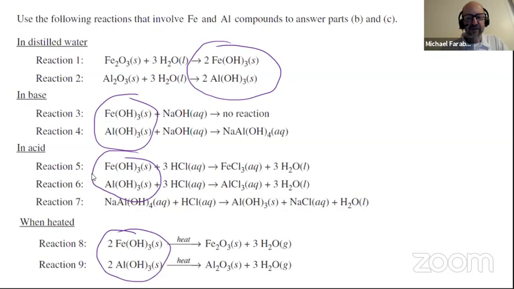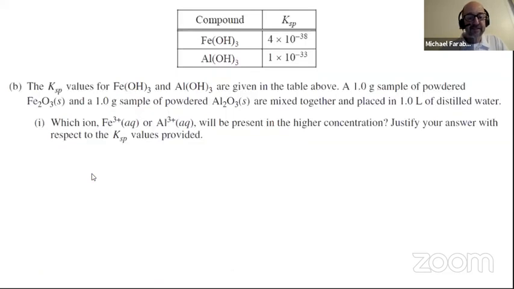So in part B of this question, Roman numeral 1, they give us a table with the KSP values for iron hydroxide and aluminum hydroxide. And they dissolved a 1 gram sample of each chemical separately, mixed together into 1 liter of distilled water. And they asked the following question: which ion, the iron or the aluminum, will be present in the higher concentration?